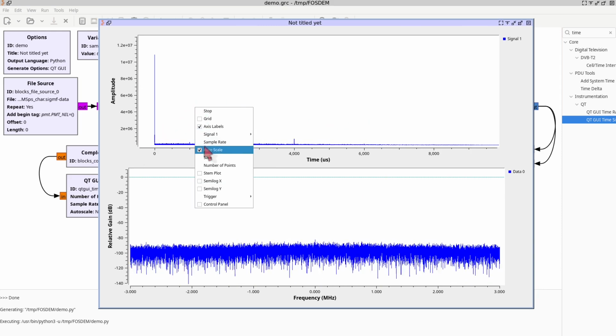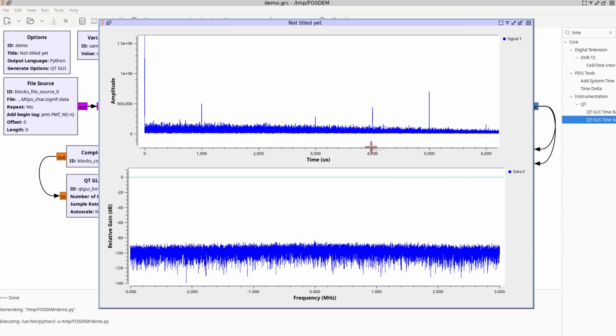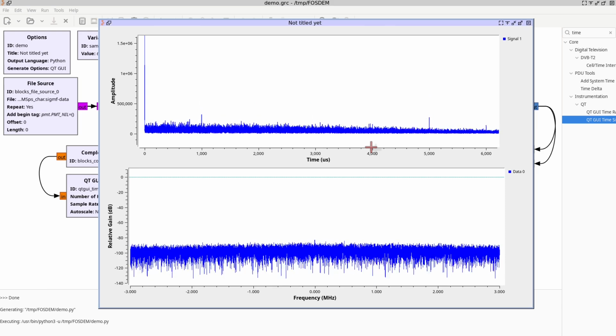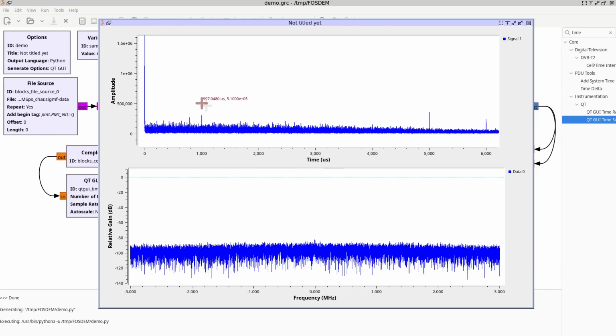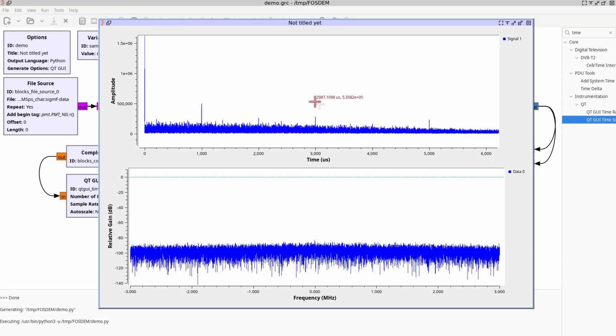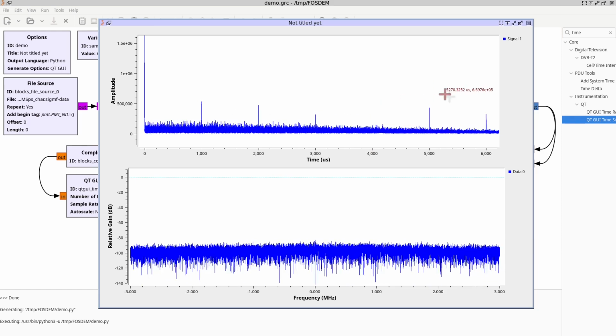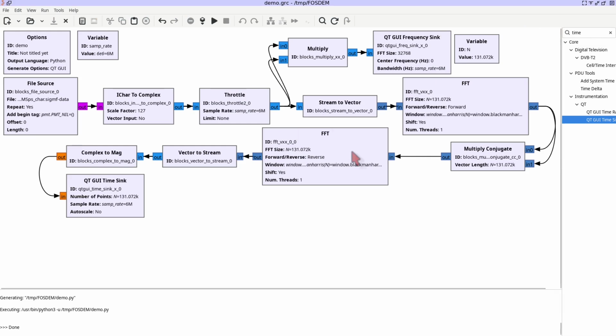So we need to remove the autoscale, and we see now the file is only 1 second long, whereas we are repeating the recording. So we see here at every millisecond, every 1000 microseconds, there is a pattern that is repeated, which is our GPS L1 code length. So now we've got two indications that we do have a signal that is relevant.